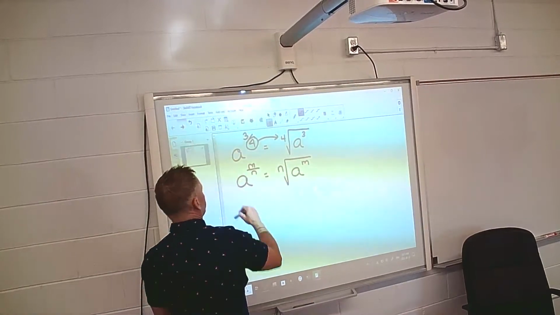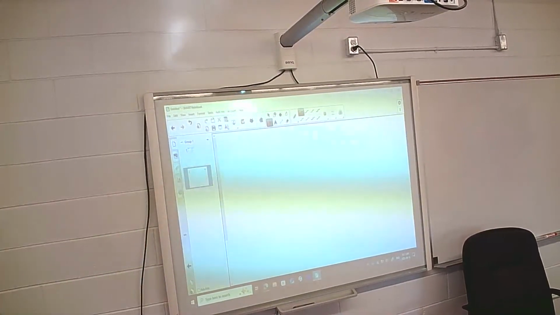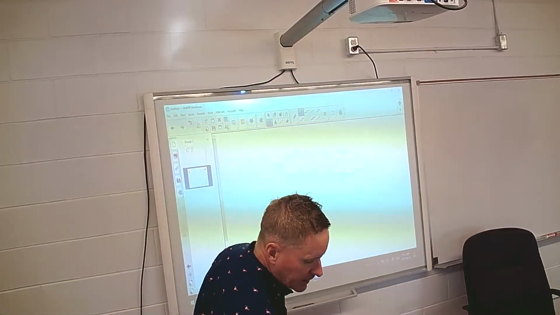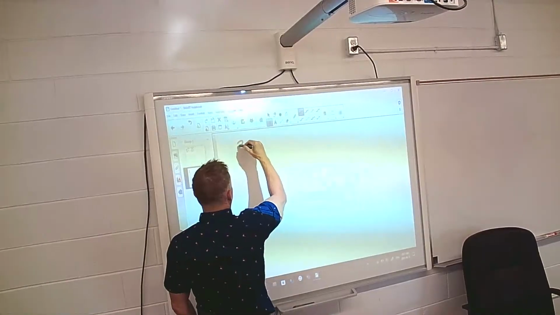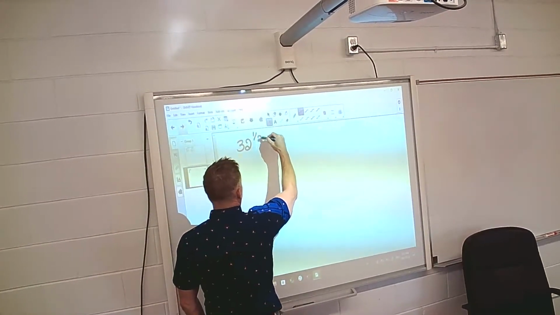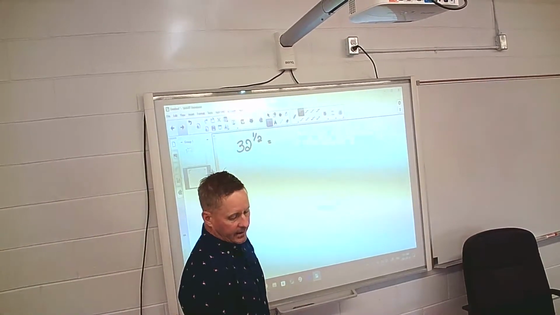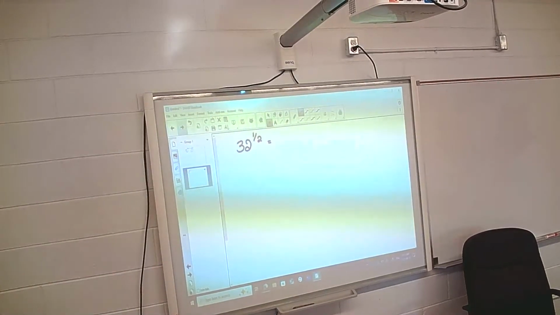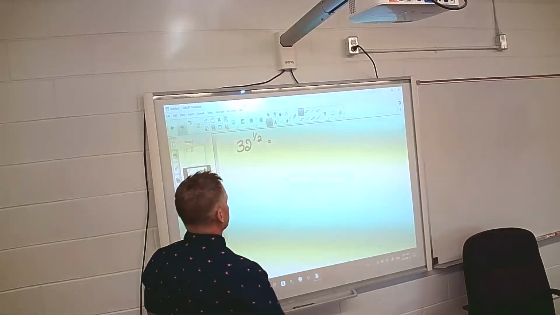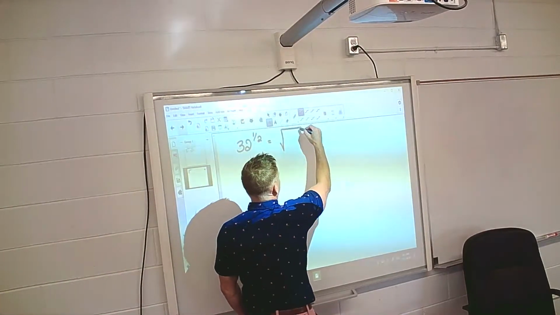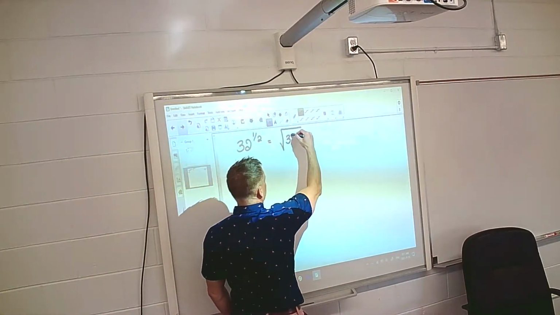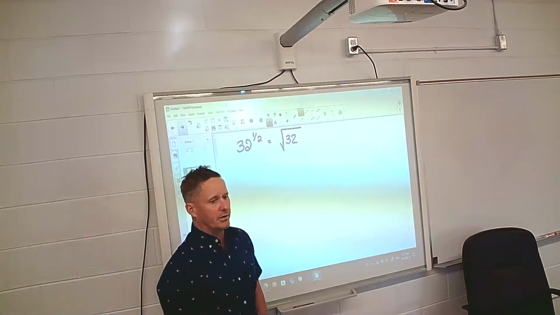So first thing, let's get used to writing it one way and then back the other way. So let's start with that. We have 32 to the 1/2, and we want to write that as a rooted value. What is my index value here? 2. And because it's a 2, I don't have to write it. It's assumed for this one. So I write it as square root 32.